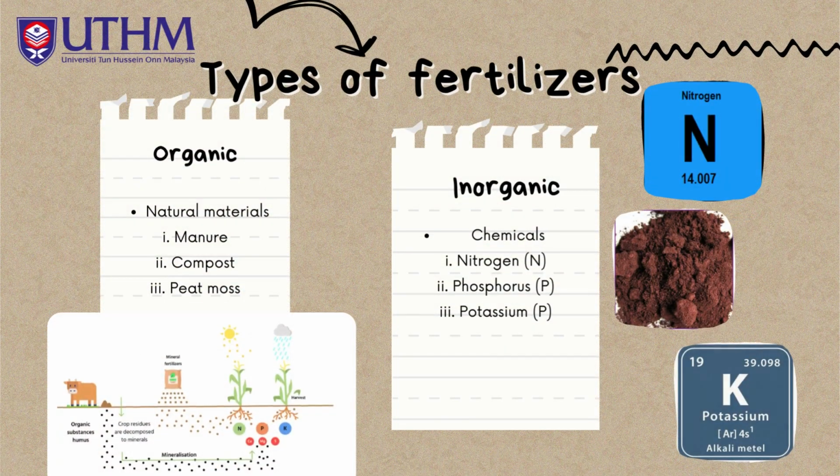There are two main types of fertilizers, which are organic fertilizers and inorganic fertilizers. What are organic fertilizers? Organic fertilizers are made from natural materials such as manure, compost, and peat moss. Organic fertilizers are generally easier on the environment, but they are slower acting than chemical fertilizers and they can cost more money.